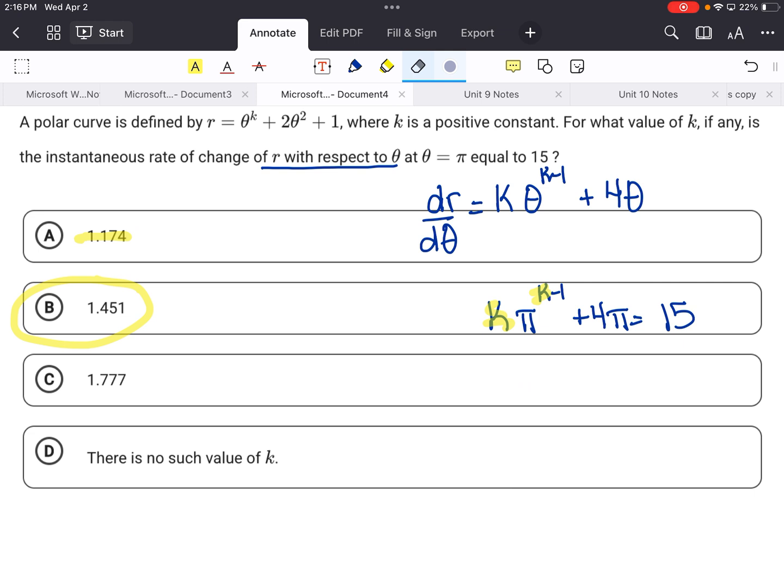You had to plug in pi for theta. You had to set it equal to 15. And then at that point, plug in answers and guess and check. Or you could graph it, like put one equation in Y1 and the other in Y2 and see where they cross if you wanted to do that.